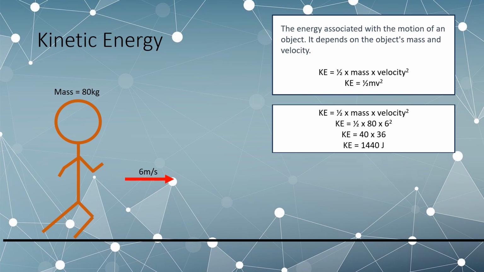So looking at an equation, our kinetic energy, or KE, is equal to half times our mass times our velocity squared, or KE equals half mv squared. Let's look at a basic example now. We have our runner here of 80 kilos, and they are running at 6 meters per second along this track. So our KE is equal to half times mass times velocity squared, which is half times 80 times 6 squared, which is 40 times 36. Just going through the steps of the equation there, half times 80 is 40, 6 squared is 36. So 40 times 36 equals 1,440 joules. Once again, remembering it's important to use those units.